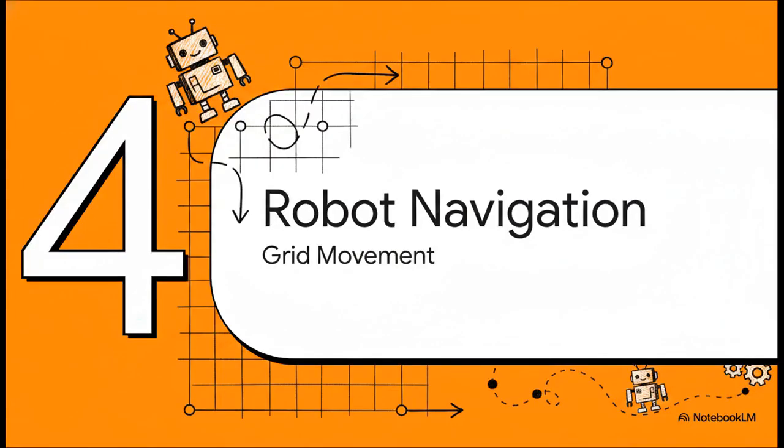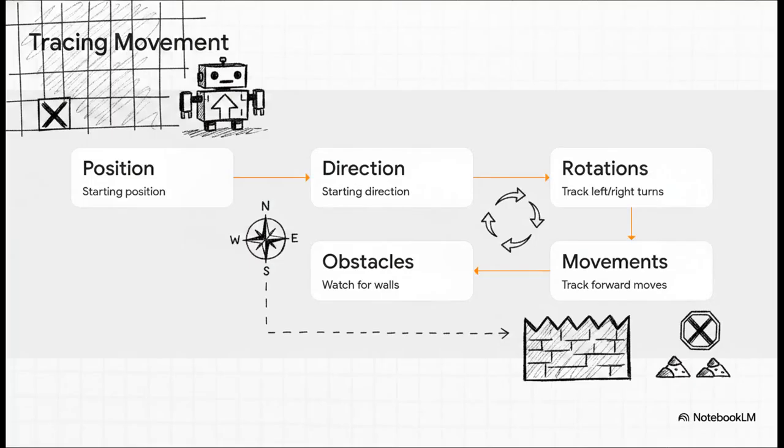Next is Section 4, the Robot Navigation Guide, Moving in the Physical World. A huge part of truly understanding algorithms is being able to trace how a robot navigates a grid. And to pull this off without making silly mistakes, you really need a disciplined mental sequence. Step 1, pinpoint the exact starting position. Step 2, and honestly, this is where most people completely mess up, identify the starting direction the robot is facing.